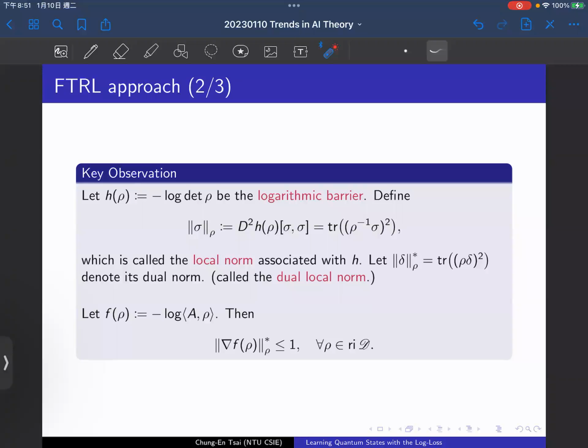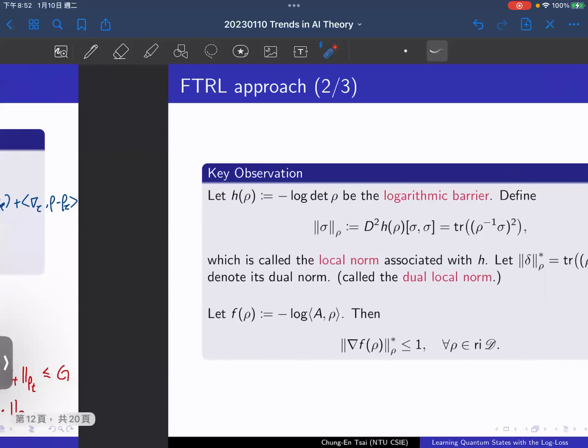And we can define its dual norm like this, and you can derive that the dual norm has a closed form like this. We'll call this the dual local norm. And the key observation is that for our loss functions, which have the form minus log of the inner product between A and rho, the gradient of f at rho measured in the dual local norm at rho is uniformly bounded. So this is the key observation.